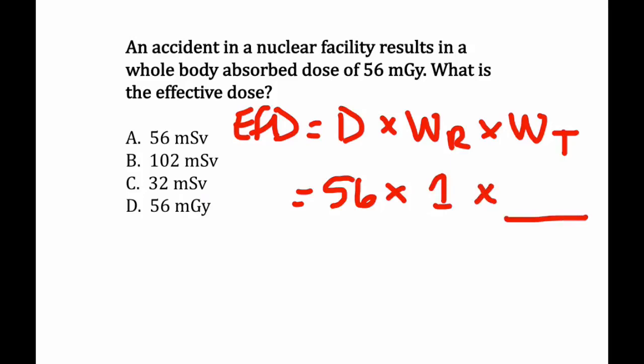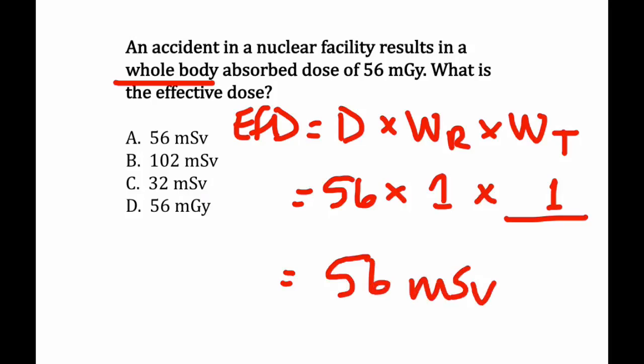But then what about this tissue weighting factor? The easy thing about this question is actually it's a whole body exposure. So we don't have to worry about adding up different tissues. It's just all of the tissues of the human body. And when you add together all of the tissues of the human body, it actually gives us a total tissue weighting factor of 1. And so this one's very easy. We take 56 times 1 times 1. That gives us 56 millisieverts. So the answer is A.